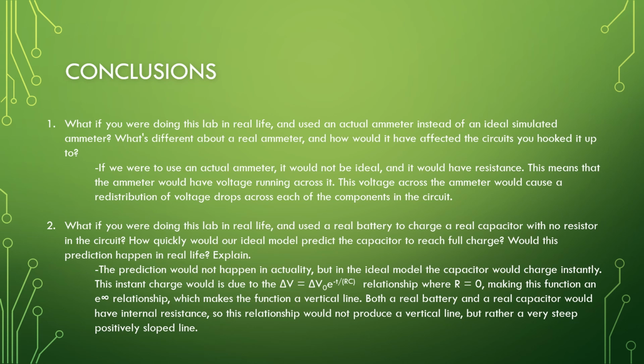In conclusion, if we were to use an actual ammeter, that would not be ideal. It would have resistance. This means that the ammeter would have voltage running across it. The voltage across the ammeter would cause a redistribution of the voltage drops across each of the components in the circuit.